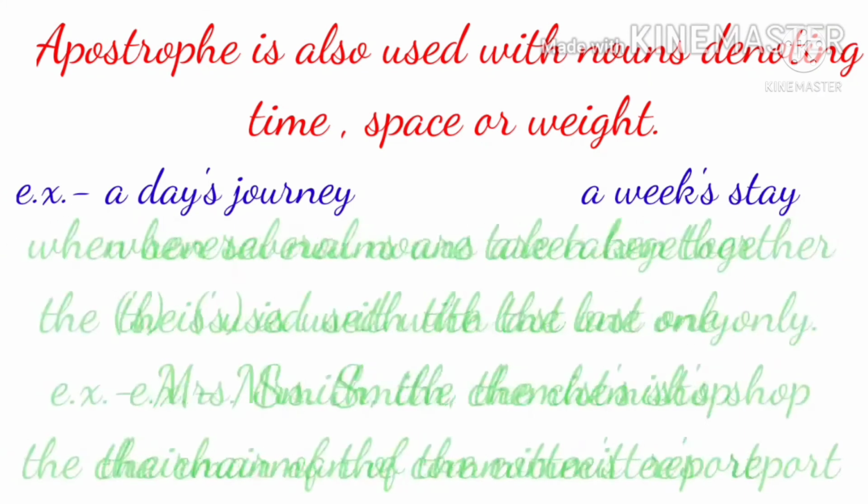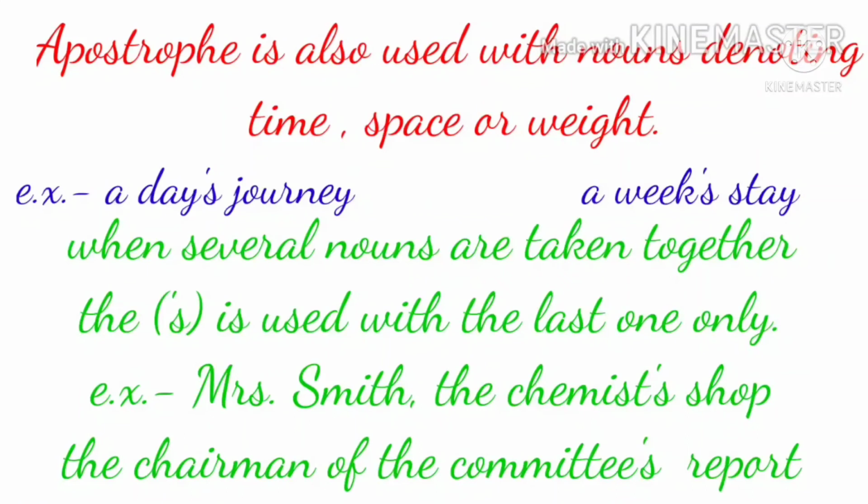When several nouns are taken together, the apostrophe and s is used with the last one only. For example, Mrs. Smith, the chemist's shop. Here Mrs. Smith and the chemist are both nouns. So the apostrophe will come with the last one, here chemist. Another example, the chairman of the committee's report. Here chairman and committee are both nouns. So apostrophe and s will come with the last one, that is committee.